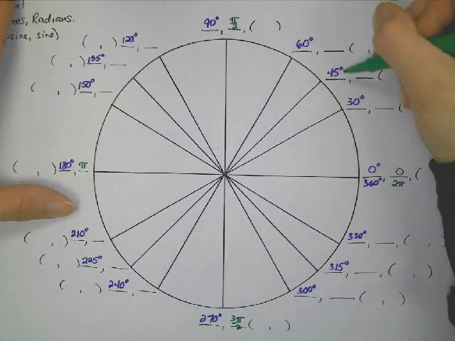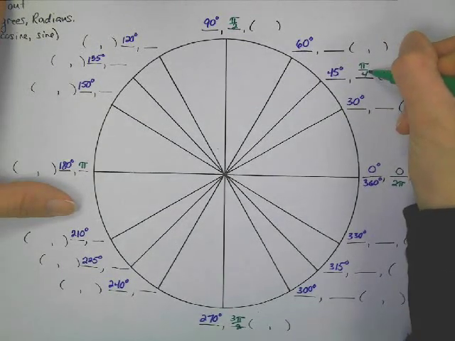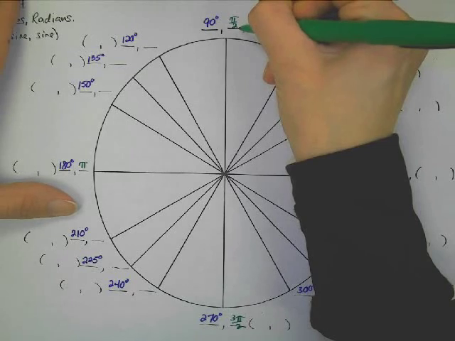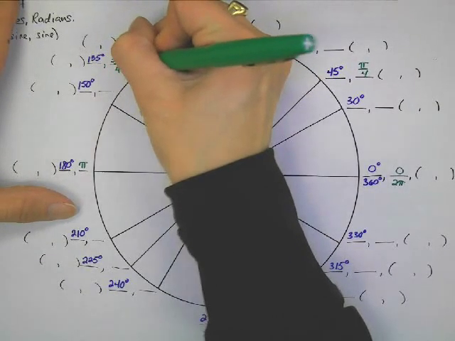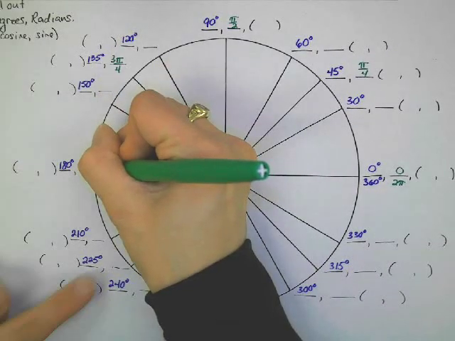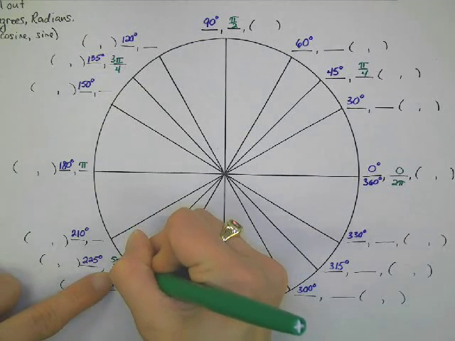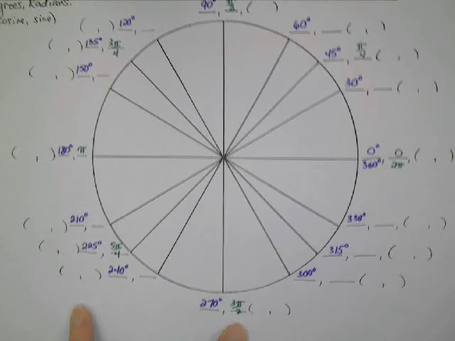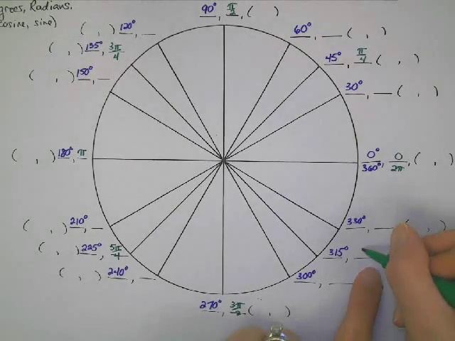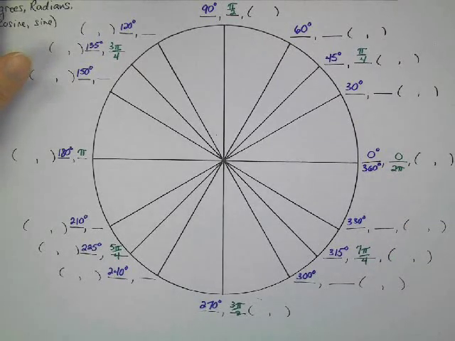Now let's go ahead and do the 45s, or the pi over 4s. So this is 1 out of 4. 2 out of 4. 3 out of 4. 4 out of 4. The middle here is 5 out of 4. 6 out of 4 reduces to 3 pi over 2. 7 pi out of 4. And 8 pi out of 4 we already have.